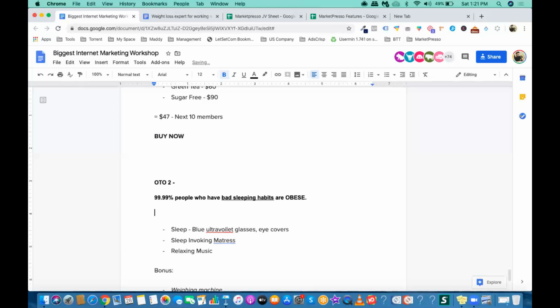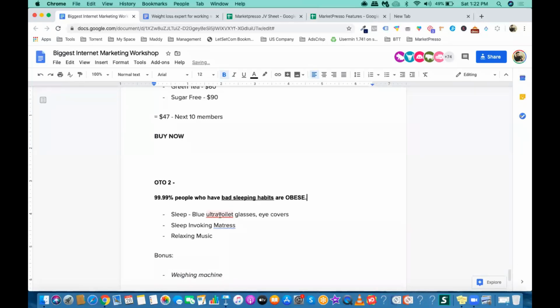So if you have struggled to maintain your sleeping habits throughout your life, we have a solution for you. What we have is the blue ultraviolet glasses. For example, I will give some logic. The blue ultraviolet glasses cut the radioactive, whatever it is, radioactive intensity and wavelength, right, at night, and it helps you in better sleep.